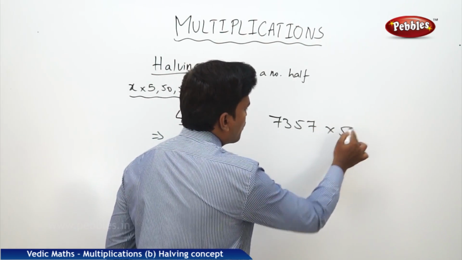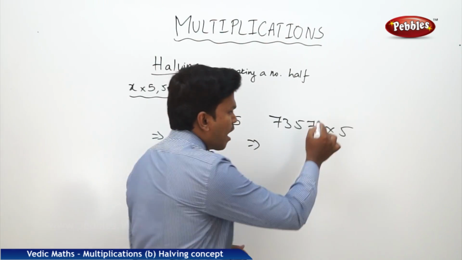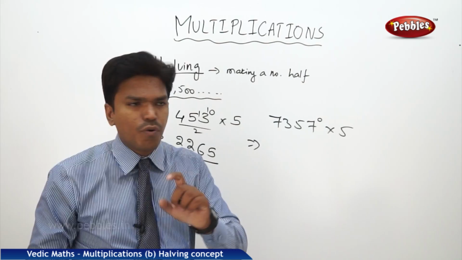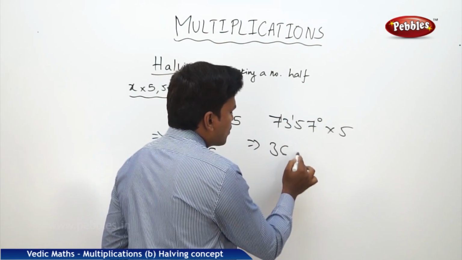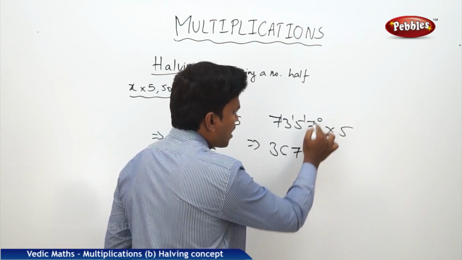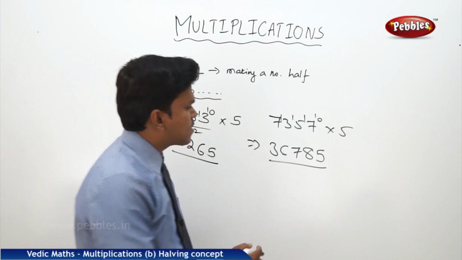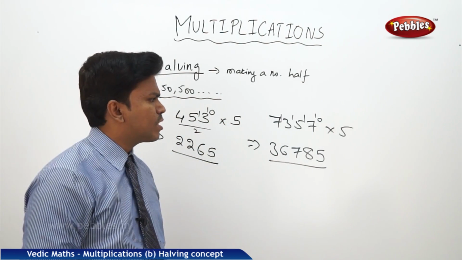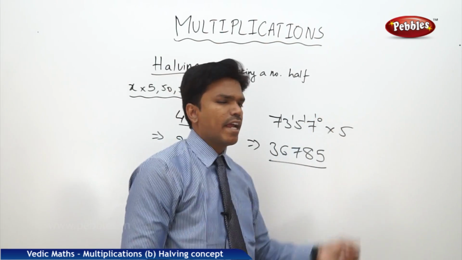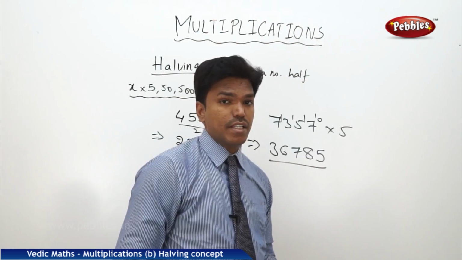7357 into 5. I want to multiply 7357 into 5. What do I need to do? First step, add a 0 at the end. After adding a 0, make this number a half. So 2 3s, 2 6s, 2 7s, 2 8s times and 2 5 times. So my answer is 36785. You may get a doubt why I am putting a 0 at the end, why I am doing a half. Now I will tell you the logic behind this.